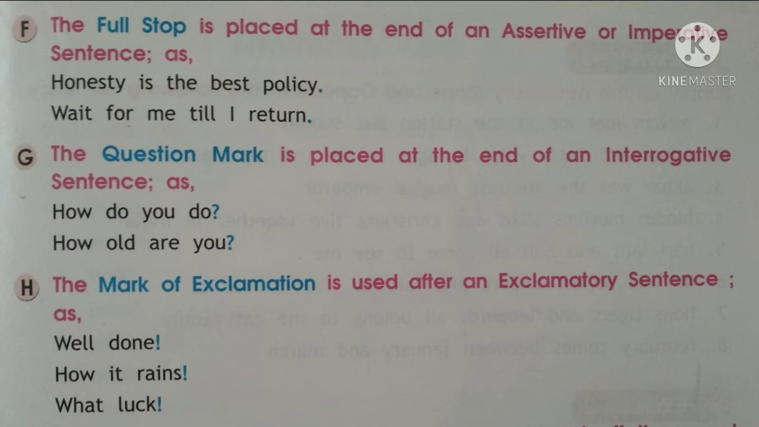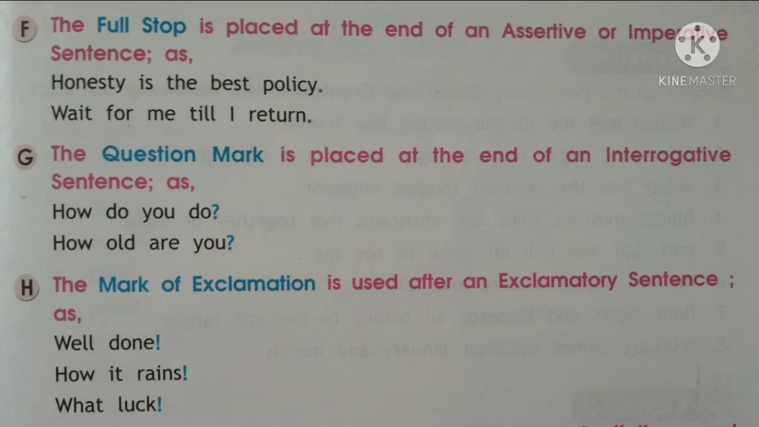The next mark is the question mark. It is placed at the end of an interrogative sentence. Question mark means when you're asking a question to someone, we need to put this mark, it is very necessary, so that it shows that you are inquiring about something. "How do you do?" And a question mark. "How old are you?" And a question mark.